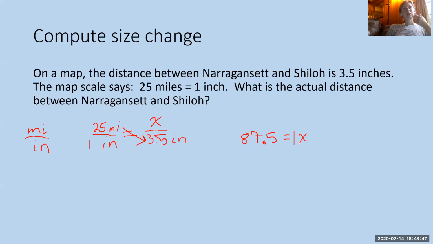But what happens when you have 1 times something? 1 times something is just that something, right? Multiplying by 1 doesn't change anything. So actually in this situation, we don't even need to bother with the division. We see that if 87.5 equals 1 times x, that means 87.5 equals x. So in this situation, we just needed to multiply. We see if on the map, those two towns are 3.5 inches apart, that means in real life, they're 87.5 miles apart if it's 25 miles to the inch.